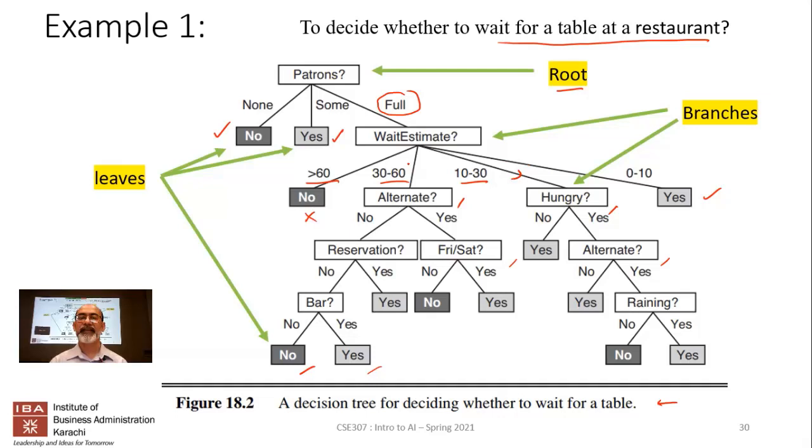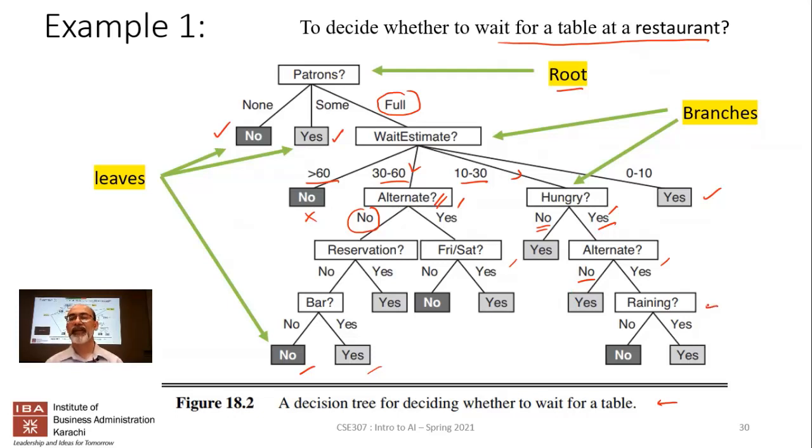Over here we're saying that if there's an alternate available, then we might go elsewhere, and if there's no alternate, then we might want to wait. So what you can see is that it's complex, but this is the kind of decision that one would have to take. For example, if you're not hungry, you can wait for half an hour. If you're hungry, but there is an alternative available, you might go there. If there's no alternative, then obviously you have to wait.